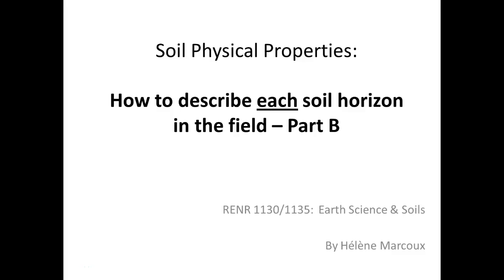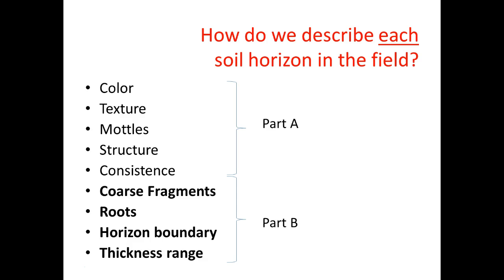And here's the second part to soil physical properties, part B, on how to describe soil horizons in the field. So this will again be useful for assignment 2. In part A we went over color, texture, mottles, structure, and consistence. And in this part we're going to focus on coarse fragments, roots, and horizon boundaries and thickness range.